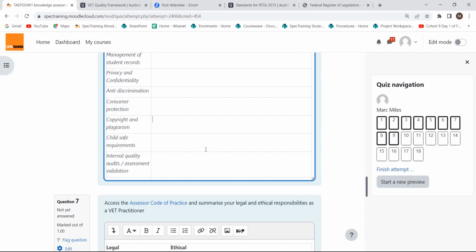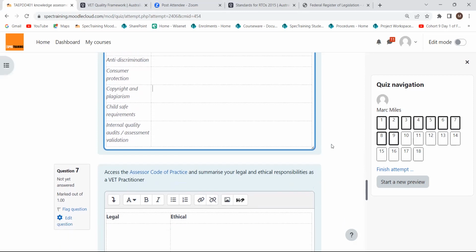Internal quality audits and assessment validation. So you will generally find that most RTOs are going to have a policy that they're going to do an internal audit generally every 2 or 3 years, and assessment validation generally happens every 12 months, and in some cases every 6 months. Okay, so you could drop that in there as a comment, and you could say RTOs generally do internal audits this often and assessment validations this often.